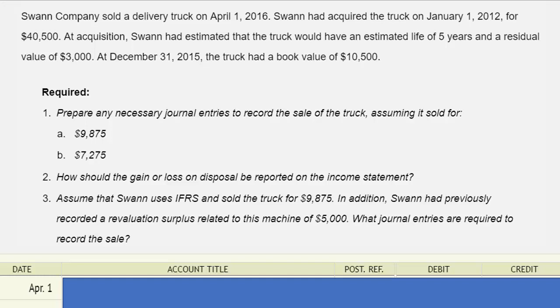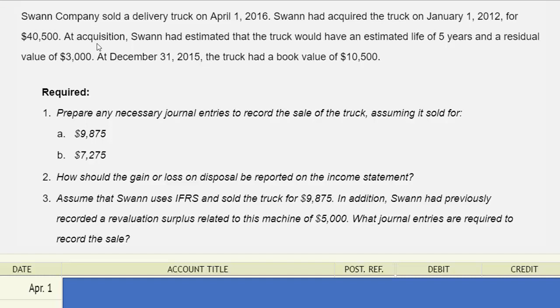Okay, let's go through this fixed asset sale. We've got Swan Company, and they sold the delivery truck on April 1st, 2016. Now, they acquired the truck on January 1st, 2012 for $40,500. I'm simply reading the information you have here.